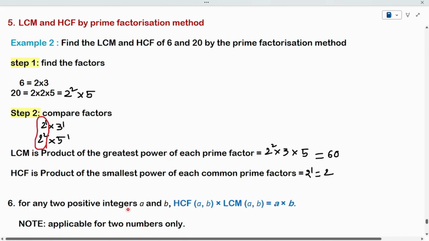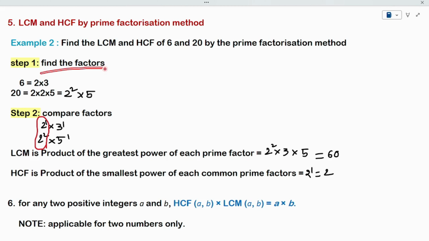There is another method to find the LCM and HCF, that is the prime factorization method. Simply, here also we need to find the factors of the given numbers. So we go through an example problem. Find the LCM and HCF of 6 and 20 by the prime factorization method. The first step we have to follow is to find the factors. The second step is to compare the factors.